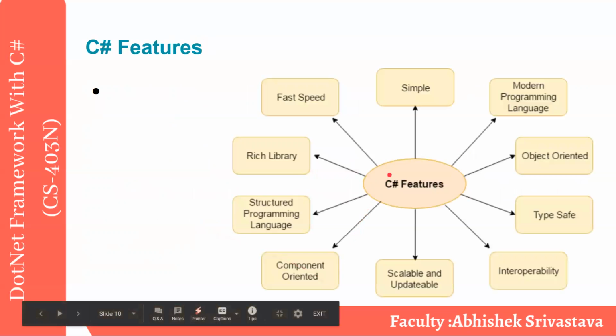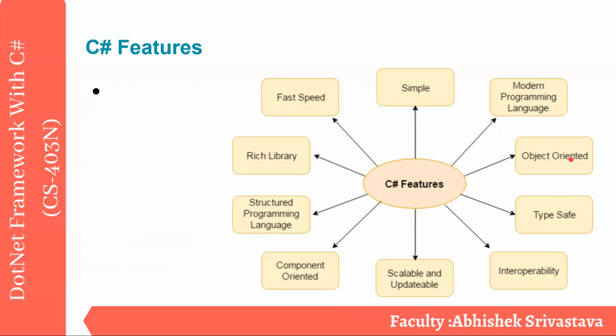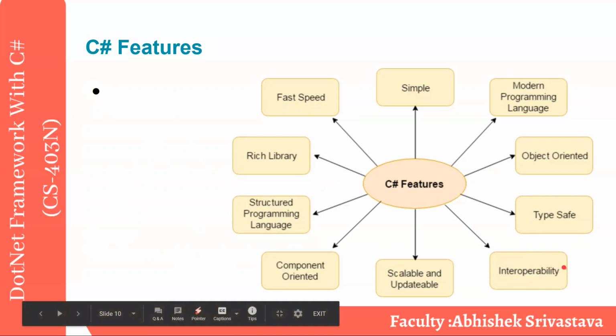Now there are various features: simple, modern programming language, object oriented, type safe. What is type safe? Type safe is concerned with the .NET framework. When your code satisfies the CLR for runtime, that code is known as type safe code. Interoperability means mostly language support to the .NET framework, communicating with each other. Intra-language communication is also known as interoperability.